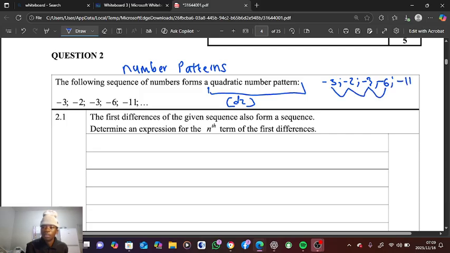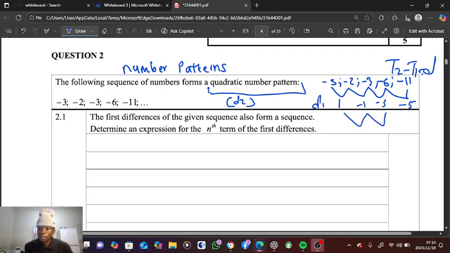So to find our first difference, we're gonna say T2 minus T1 is equal to D. This is how we find our difference. So we're gonna say negative 2 minus negative 3, it's gonna be positive 1. Then we're gonna say negative 3 minus negative 2, it's gonna be negative 1. Then negative 6 minus negative 3 gives us negative 3. Then negative 11 minus negative 6 gives us negative 5. So this is our first difference.